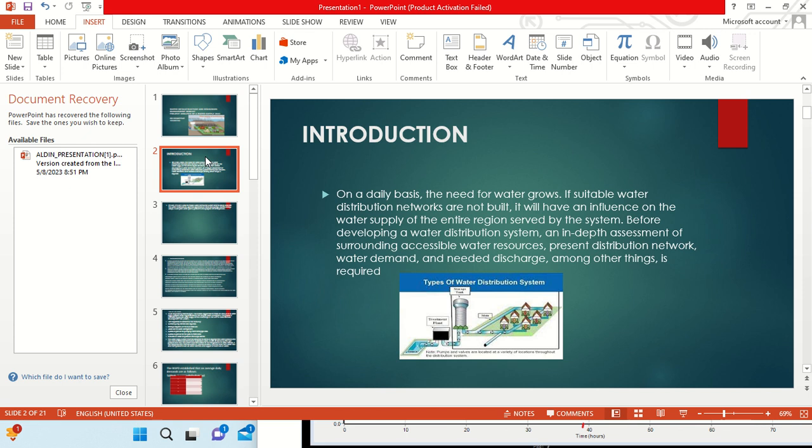Before developing a water distribution system, an in-depth assessment of surrounding accessible water resources, the present distribution network, water demand, and needed discharge, among other things, is required so that you can properly design a water distribution system.